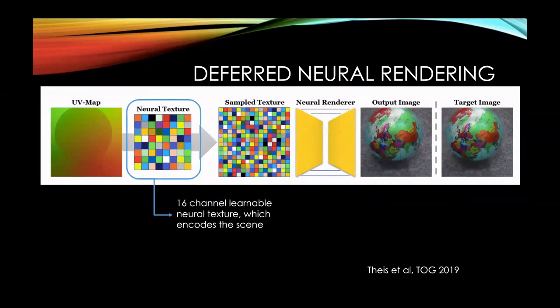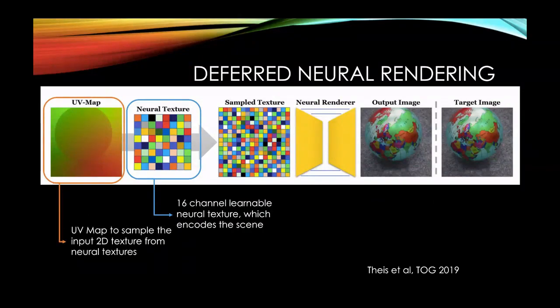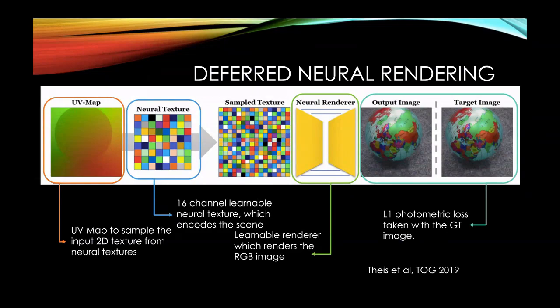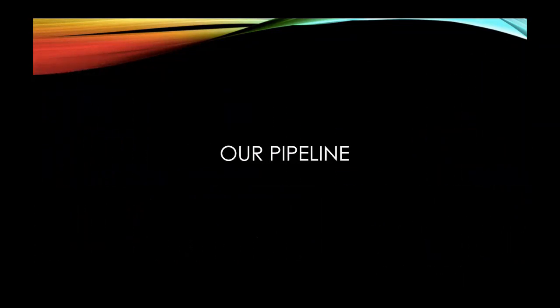So we have a 16-channel learnable neural texture volume, which in some way encodes the scene. The input to the network also has UV maps, which is used to sample the 2D textures from the neural textures for a particular pose. Once we have the sample texture, we give that as the input to the neural renderer, which renders the RGB image. Then we can simply take a L1 photometric loss with a ground truth image and the gradients then flow back. So now is a good time to move on to our pipeline.